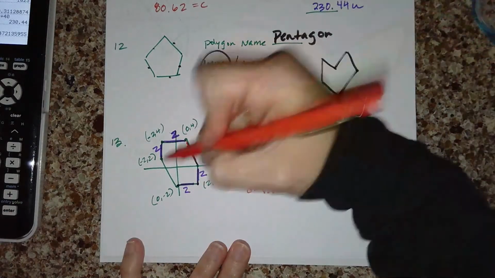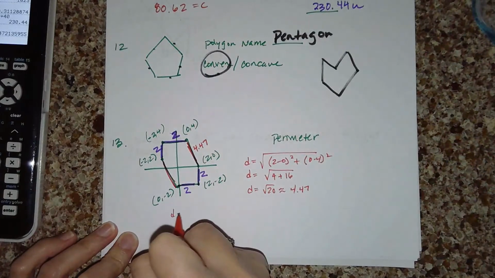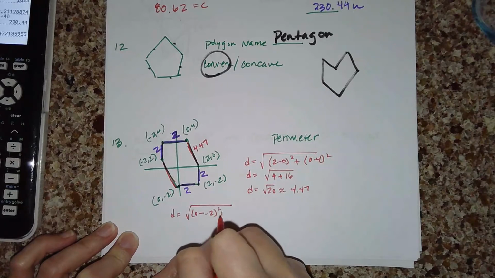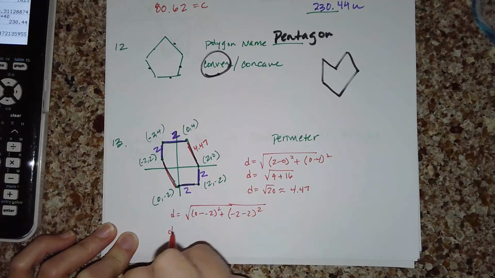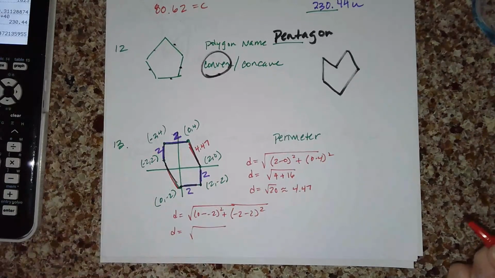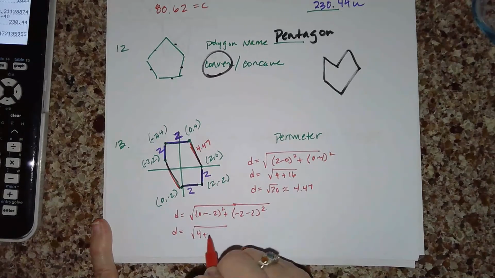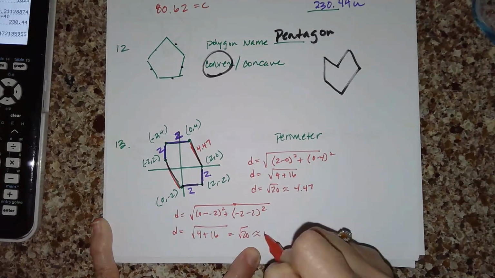All right, so now we need to go this length. So I'm going to do the distance formula. So I'm going to go 0 minus negative 2 squared plus negative 2 minus 2 squared. So 0 minus negative 2 would be 2. So 2 squared is 4. This would be 4, and so it's the same thing. So root 20, which is 4.47.